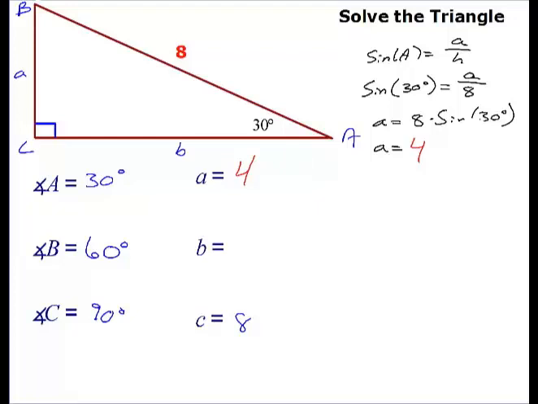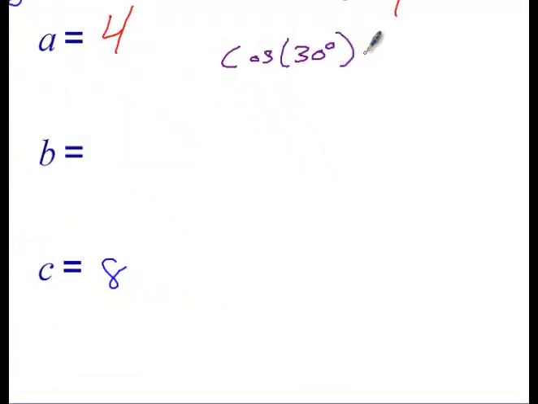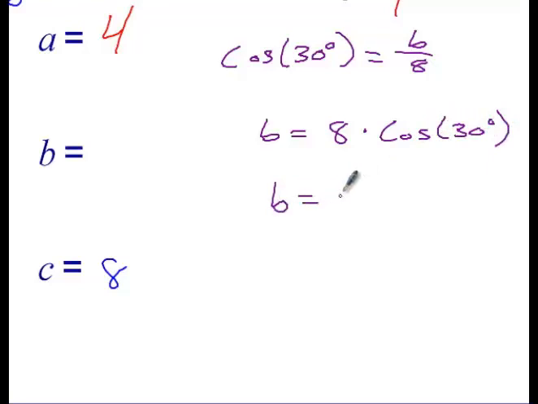All right, so moving on. Now I need to find B, right? Again, what's the relationship between the angle I know and the B? Opposite, adjacent, or hypotenuse? Adjacent, and what's the one side I know? Hypotenuse. So which trig function relates adjacent and hypotenuse? Cosine. So the cosine of my angle, which is 30 degrees, is going to be equal to little b over 8, which means b is equal to 8 times the cosine of 30 degrees, which this time we should get 6.928.